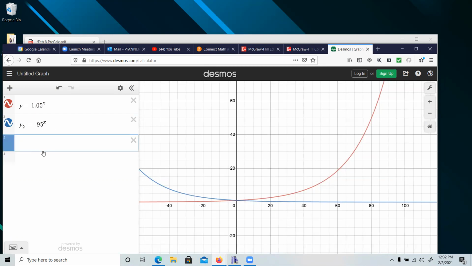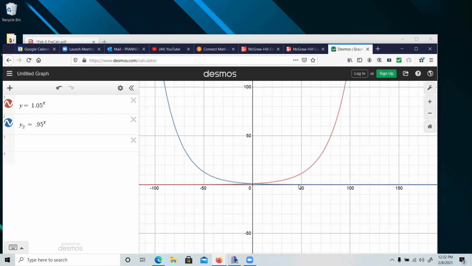And if you put in y is equal to 1.05 to the negative x. Oh, that's a bit different. Okay, let's not do that. Okay, so not the same. But close.